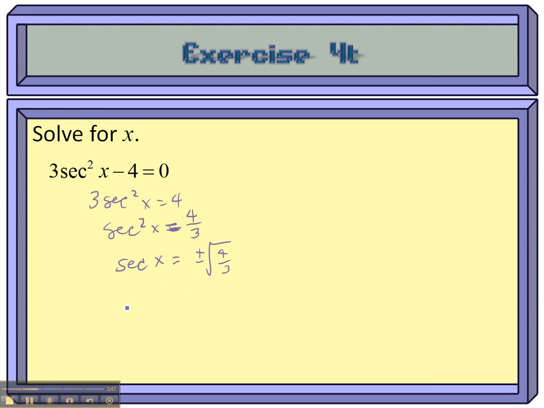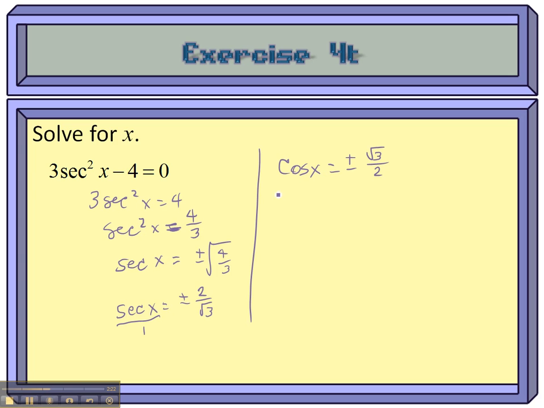It's like I did before, secant x equals plus or minus 2 over the square root of 3. Now, like I did on another example, just going to use the reciprocal property here and flip both of these sides over so I don't have to deal with secant. Instead, I can deal with cosine, since that's the reciprocal. So I'm going to rewrite this as cosine of x is equal to plus or minus square root of 3 over 2. Just flip both sides.